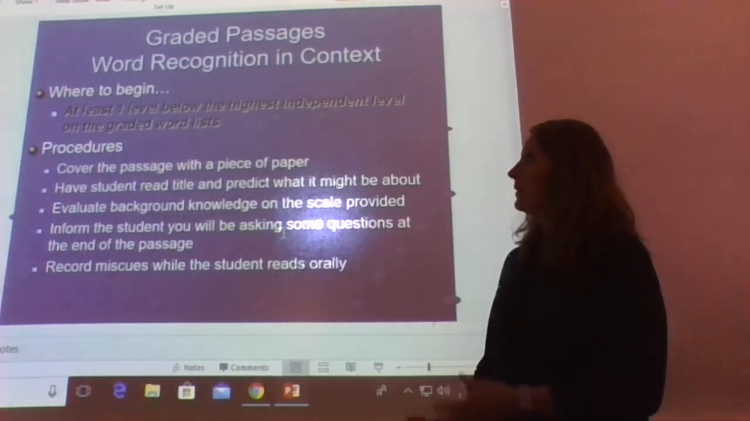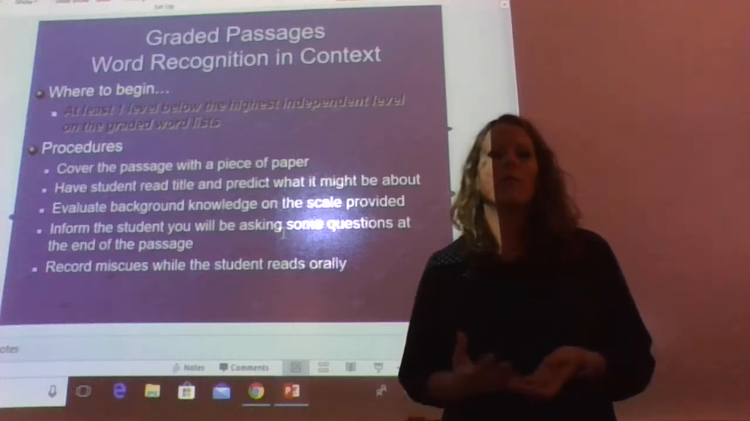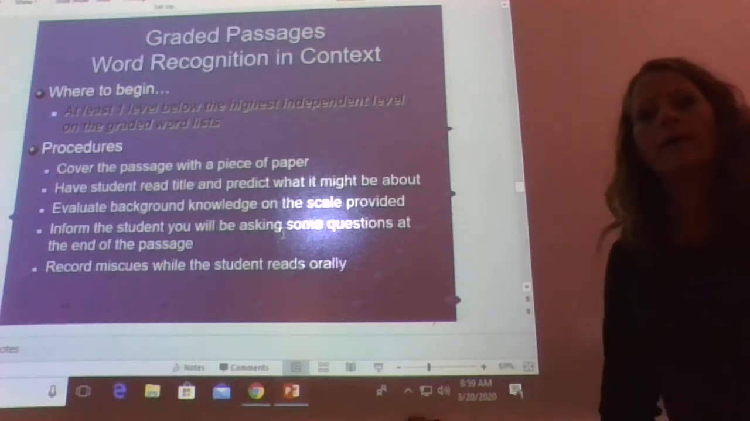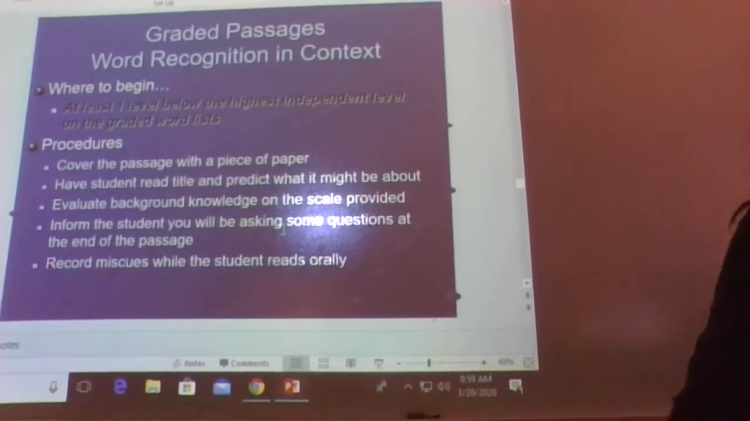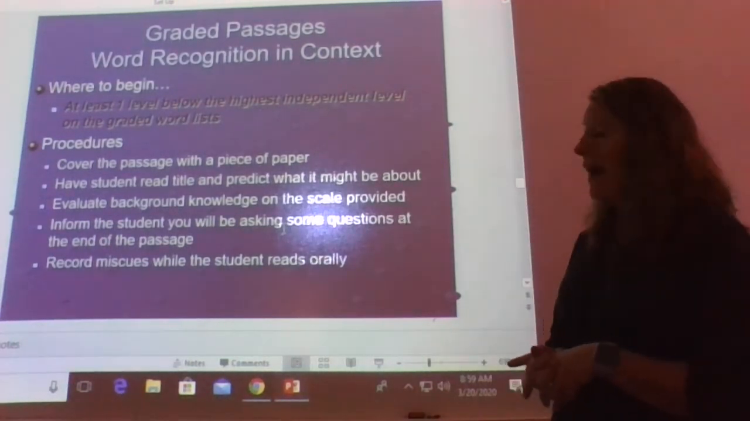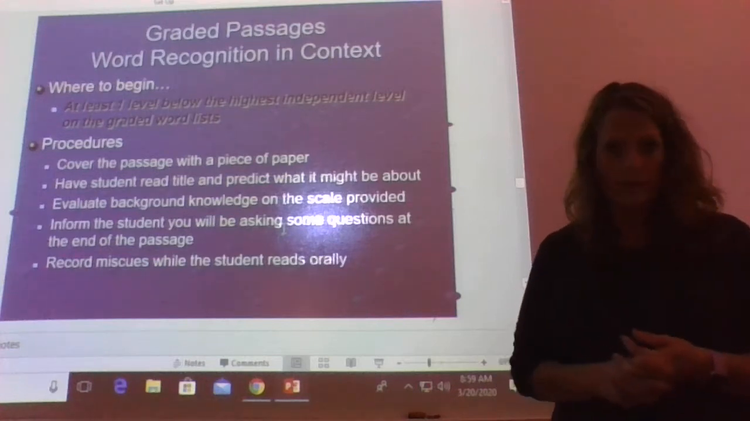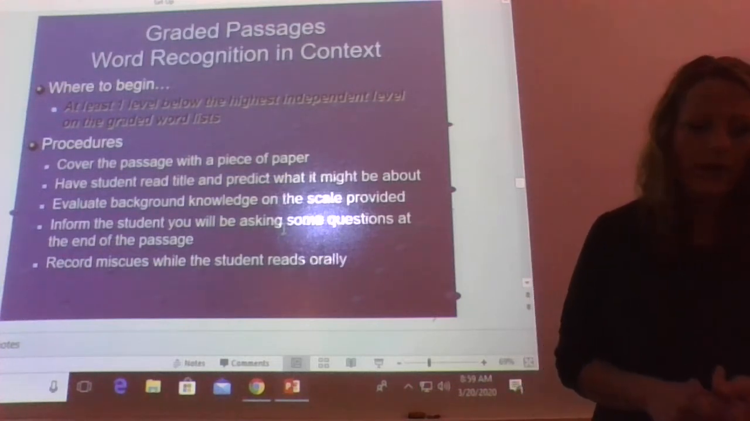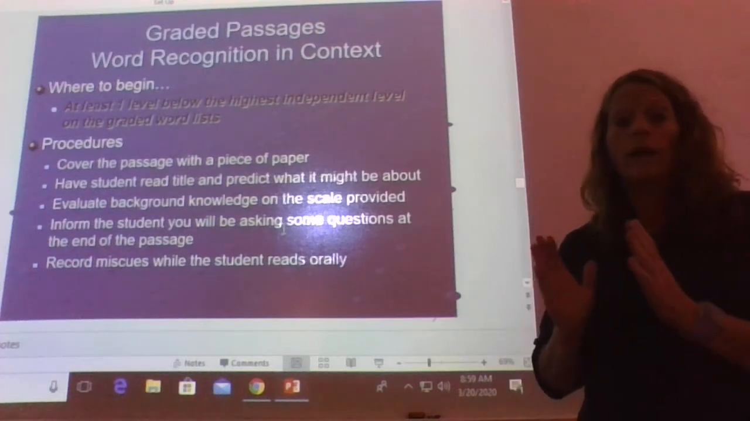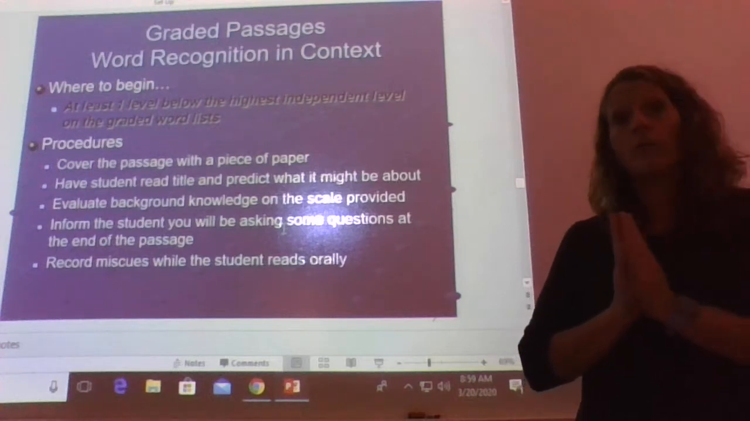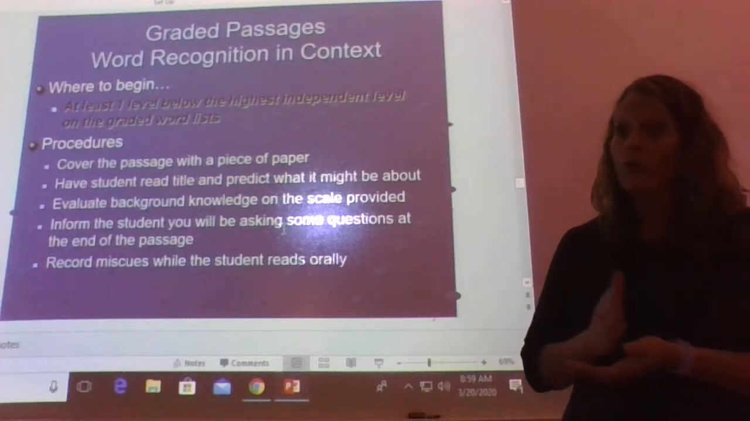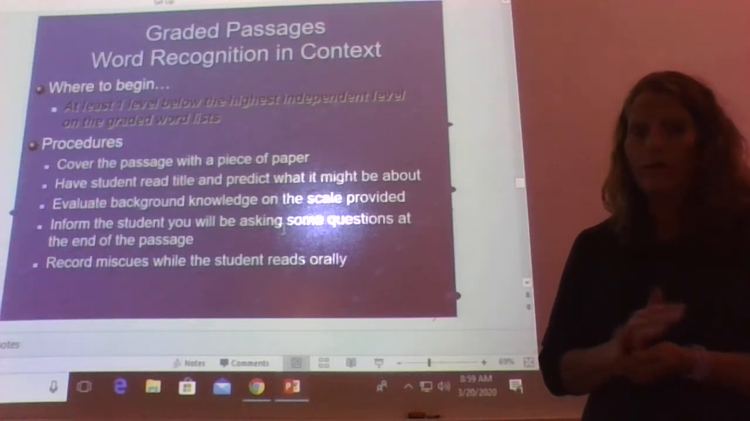Next, I want to talk to you about the graded passages. They're also referred to as word recognition and context. You will see that where to begin the graded passages would be at least one grade level below the highest independent level of the word lists. So if your reader read up to the sixth grade word list, and sixth grade was their frustration, back down to fifth grade was instructional, fourth grade was independent, third grade was independent.